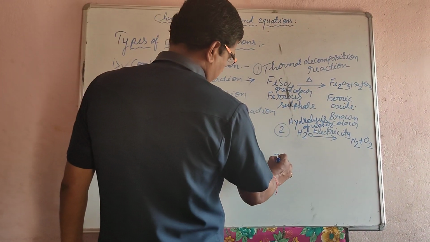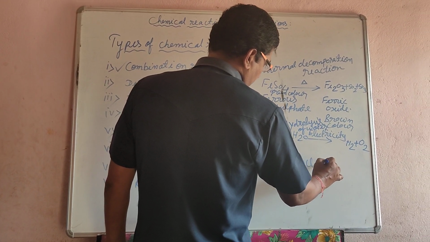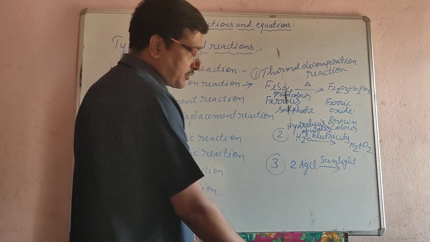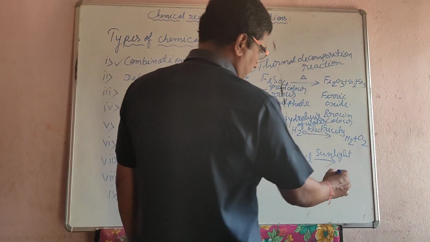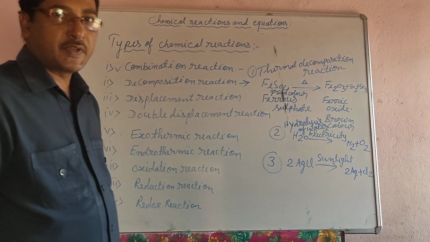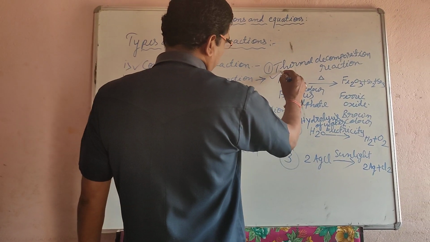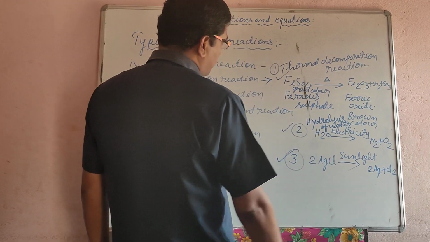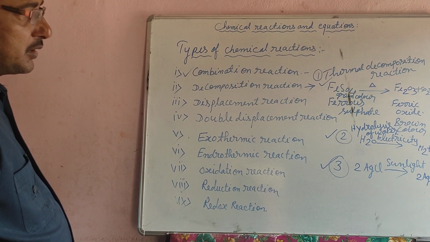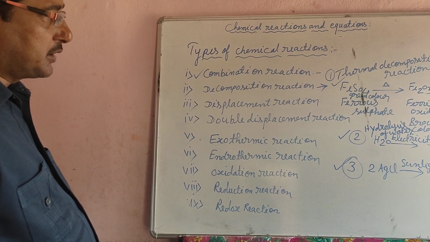Next is number 3. If something is broken down in the presence of sunlight, then this reaction is called photo decomposition reaction. Here silver will be produced along with the chlorine gas. It is called photolysis. So these are the three different categories found in the decomposition reaction: one is thermal decomposition, another is electric decomposition, and third is photolytic decomposition reaction, or photolysis, breakdown of something in the presence of sunlight.